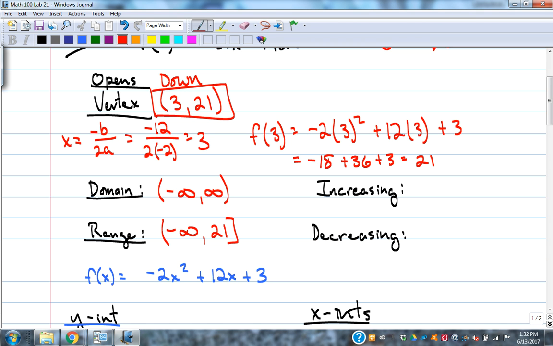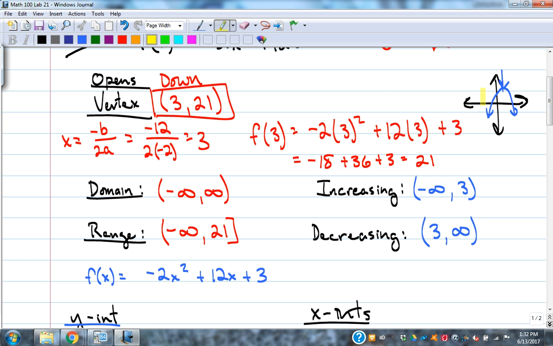For the increasing and decreasing intervals, we know the graph looks something like this when we draw it. It looks something like that, okay? And right there is the vertex at the top. So the increasing interval is from -infinity up to the x value of the vertex, so 3, because it opens down. And then the decreasing interval is from 3 to +infinity. That would be the right-hand side of the graph. So this is decreasing, this is increasing. And if it opened up, then you would reverse those two.